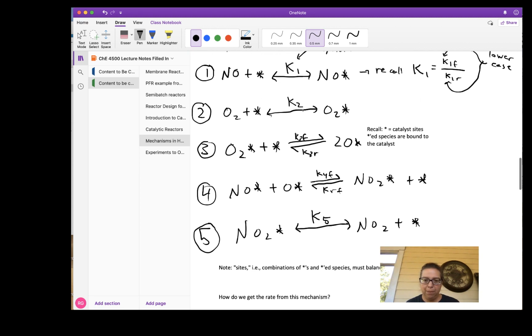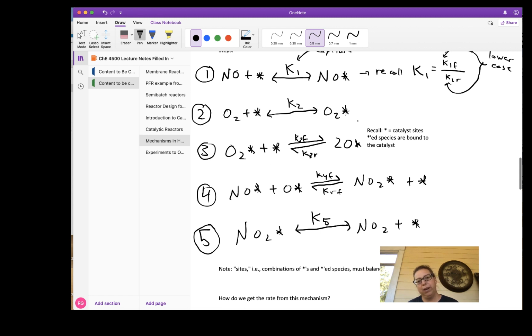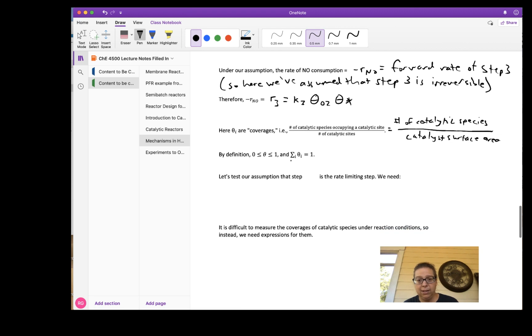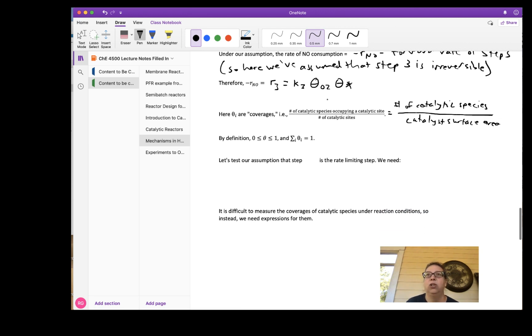So if we look at step 3, the elementary reaction for this, assuming that it's a forward reaction, so irreversible, is going to be the rate constant times the concentration of oxygen on the surface times the concentration of free sites. So that's what we've written down here, except instead of using C, concentration, which is number of molecules per volume, we've used theta, which is number of molecules per catalytic site, or number of molecules per surface area. So basically, instead of looking at a volume concentration, we're looking at a surface area one, because now we're looking at reactions on a surface.